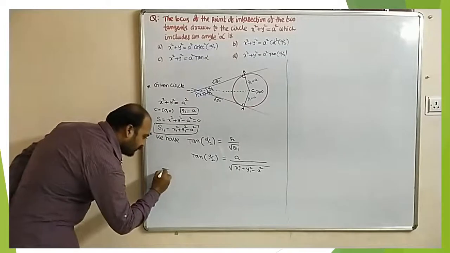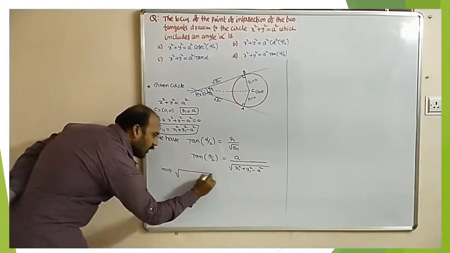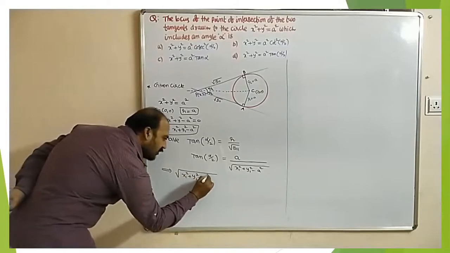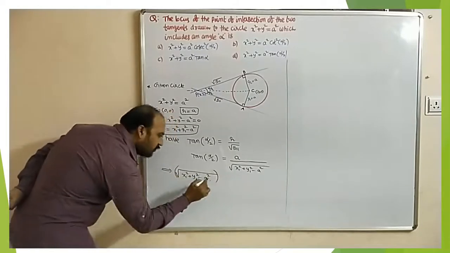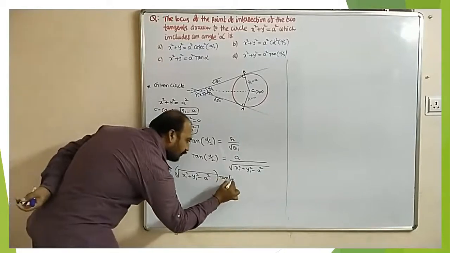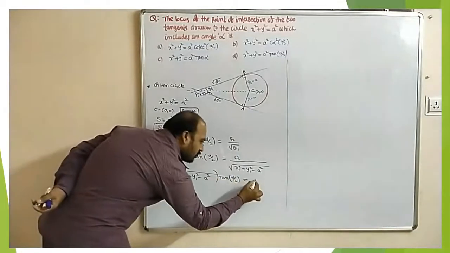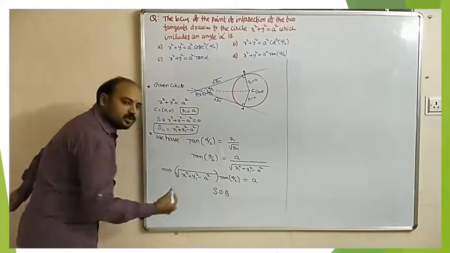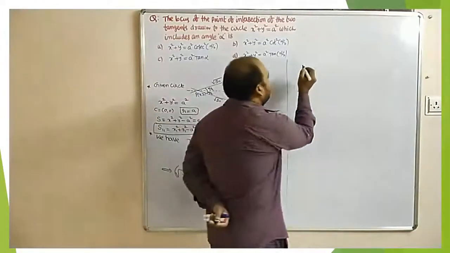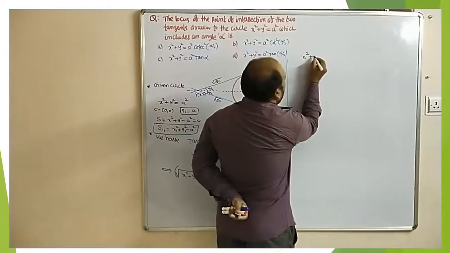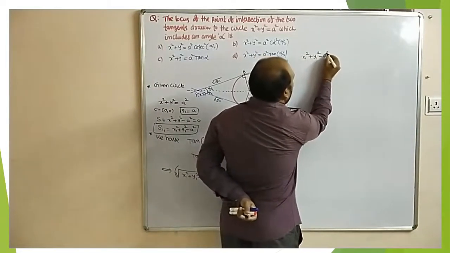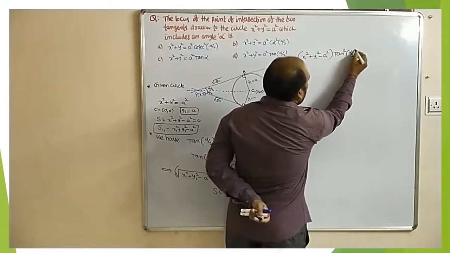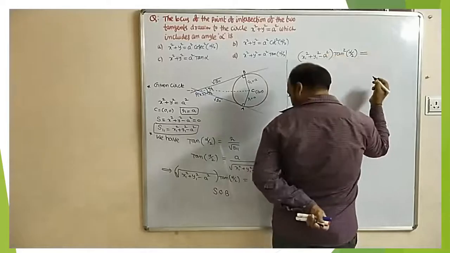So cross multiply: tan alpha by 2 into root of x1 square plus y1 square minus a square is equal to a. Squaring on both sides, x1 square plus y1 square minus a square into tan square alpha by 2 is equal to a square.